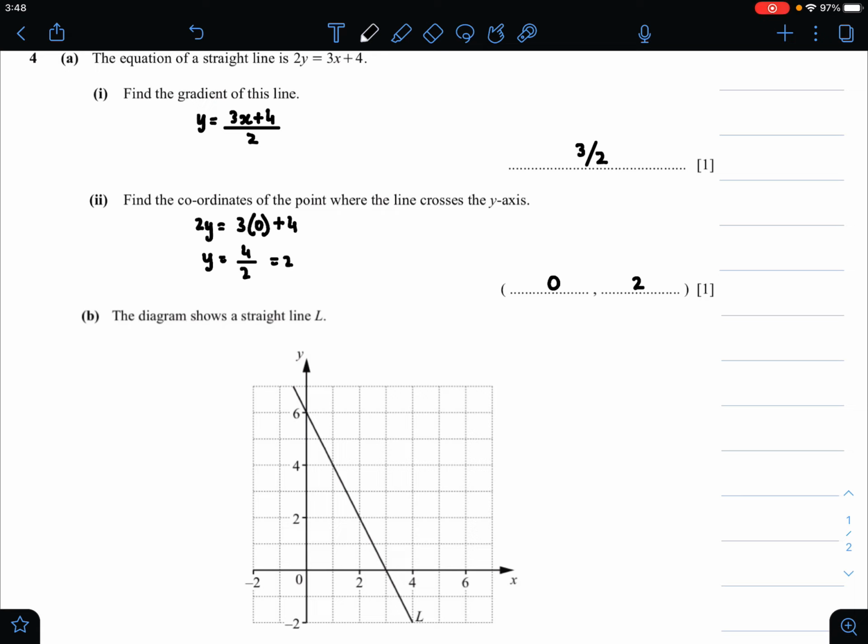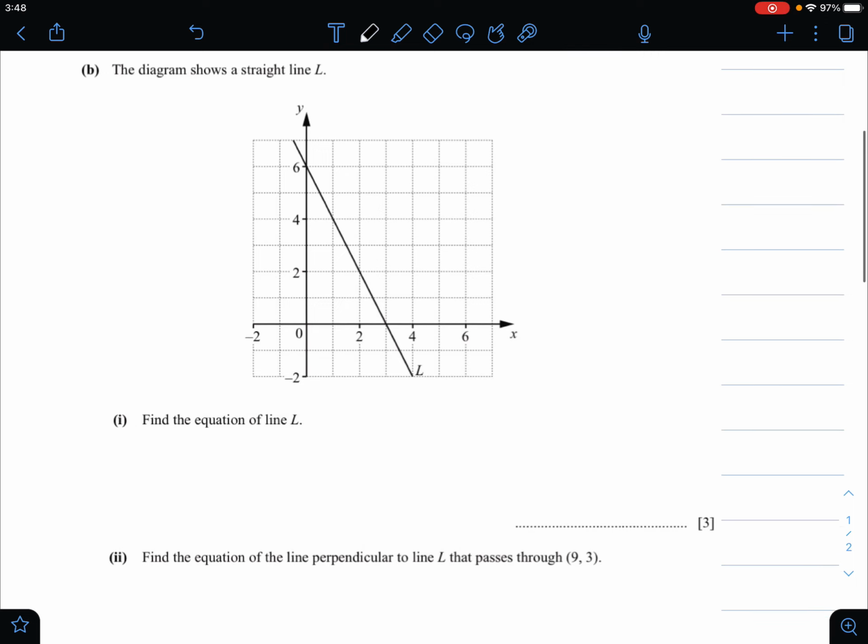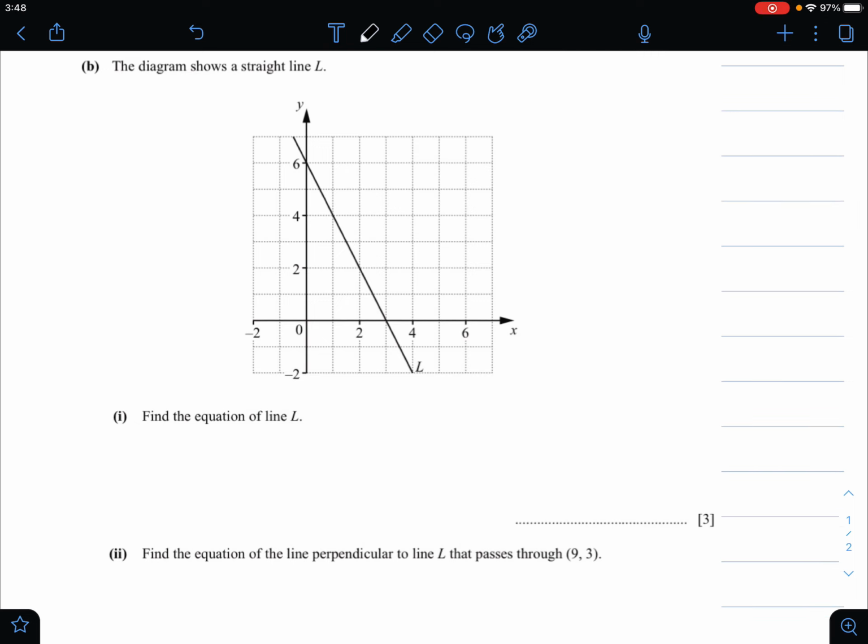Now let's move on to part B of this question. So for part B1, they are asking us to find the equation of the line. So the equation of the line is very straightforward. So first, the equation of the line is written in the form y is equal to mx plus c. So let's find the value of m first. So let's take 2 points on the graph. Let's take one as 0, 6, and one as 3, 0.